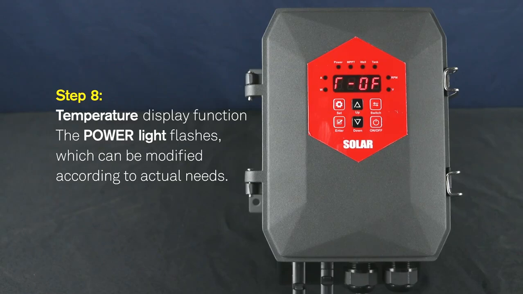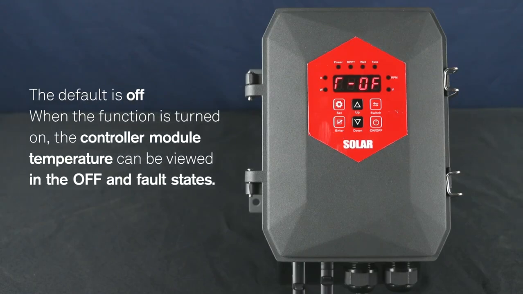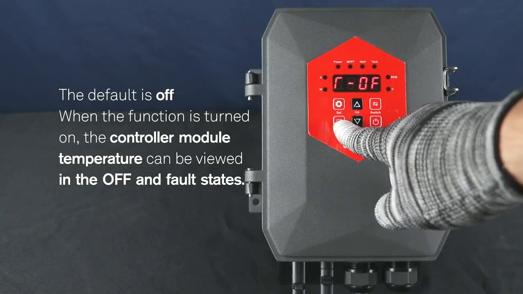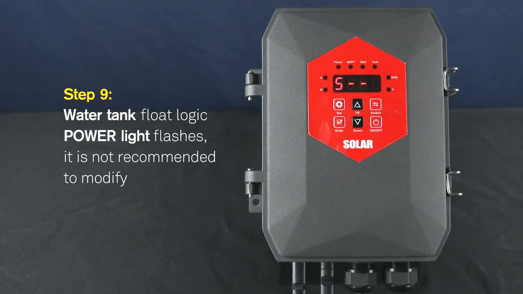Step 8. Temperature display function. The power light flashes, which can be modified according to actual needs. The default is off. When the function is turned on, the controller module temperature can be viewed in the off and fault states. Step 9. Water tank float logic. Power light flashes. It is not recommended to modify.